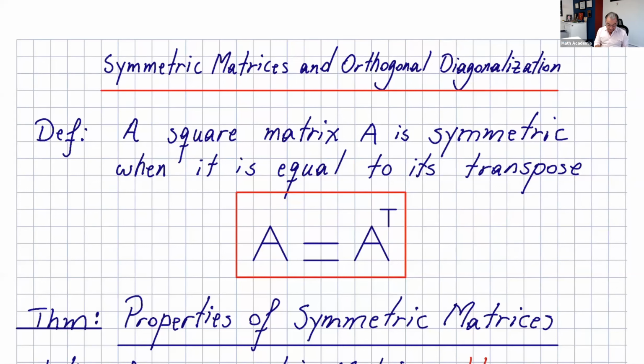So let's first go over the definition of a symmetric matrix. You have a symmetric matrix if A equals A transpose. That means when you swap the rows and the columns, you get exactly the same matrix.